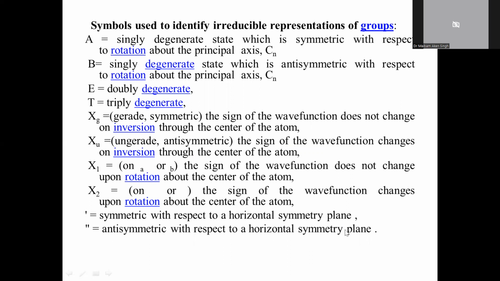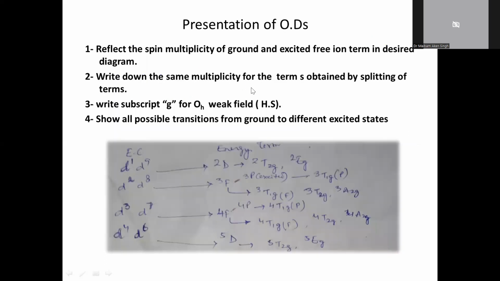Sometimes the double prime mark means asymmetric with respect to the horizontal symmetry plane. Just remember the group theory symmetry operations. From that you can also learn g, gerade symmetry, u, ungerade, meaning antisymmetric with respect to the center of the atom. Just remember this is the principal axis.